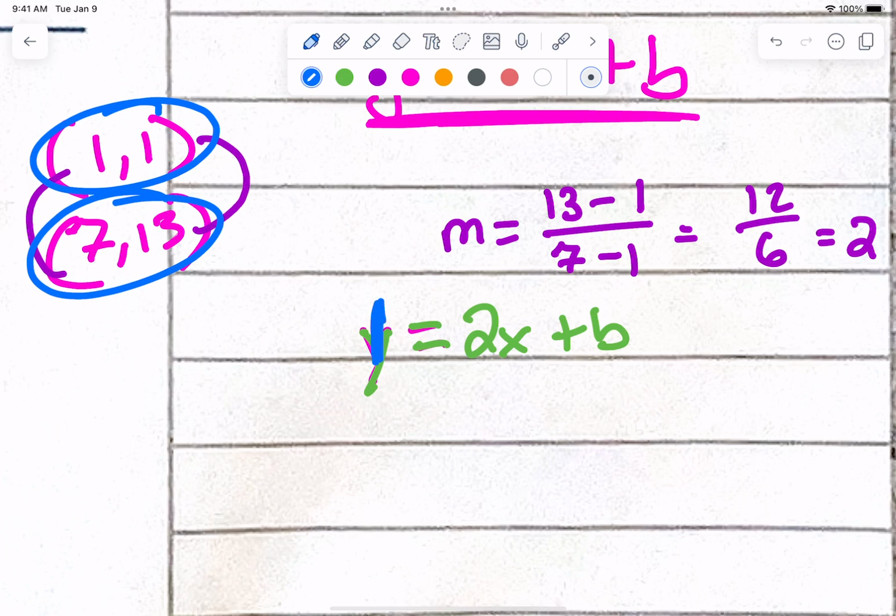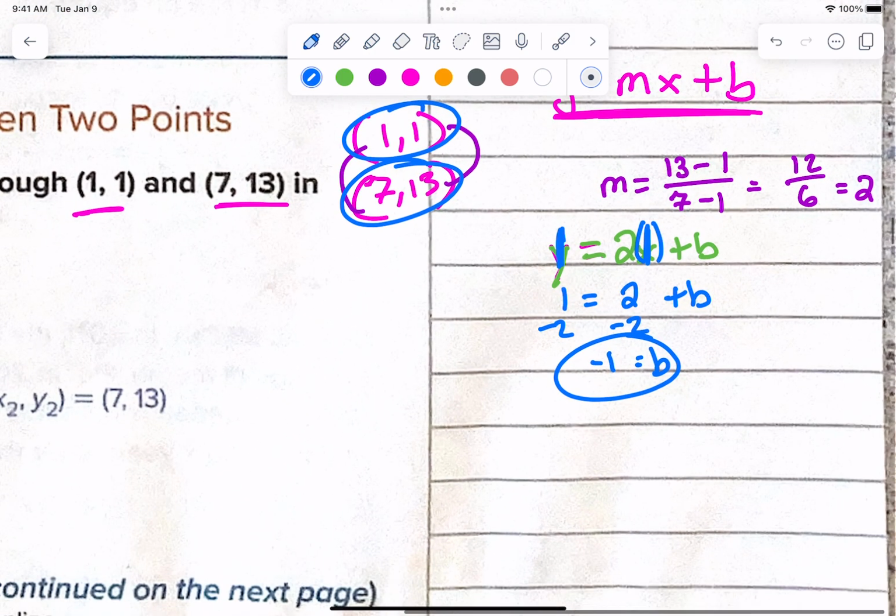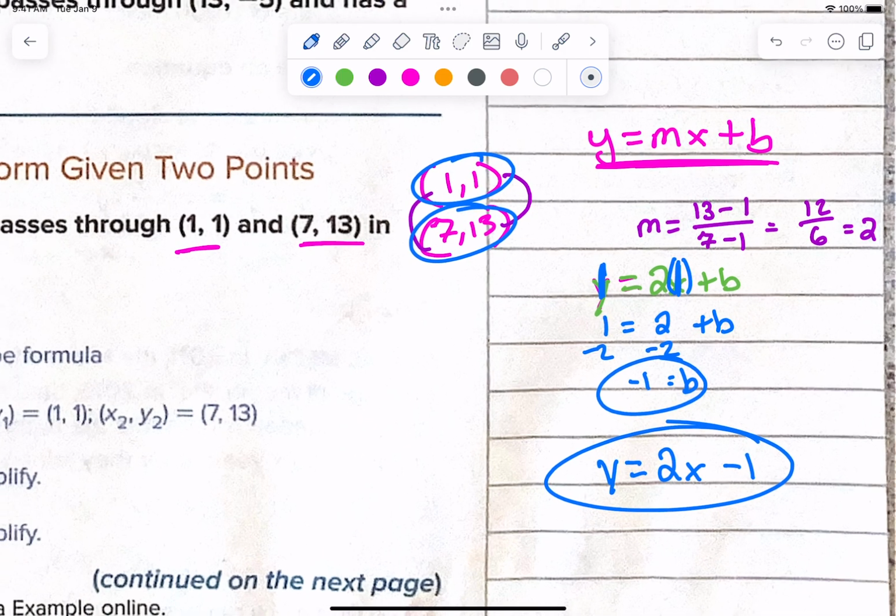So 1 goes in for y and 1 goes in for x. Okay? 1 equals, what's 2 times 1? 2 plus b. Let's solve for b. Minus 2, minus 2, so b is negative 1. But don't leave it like that. y equals 2x minus 1. Perfect.